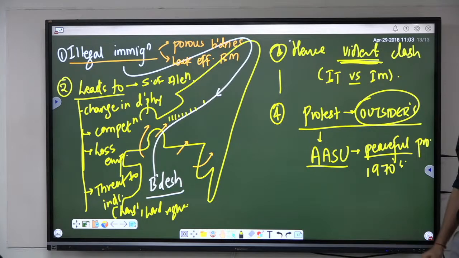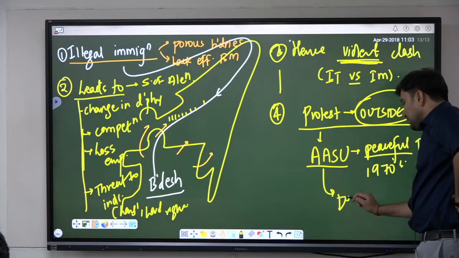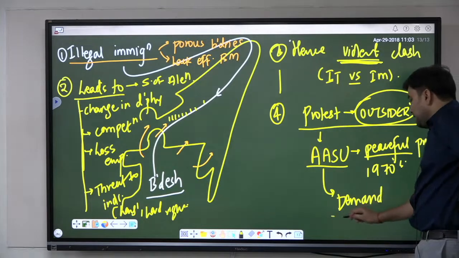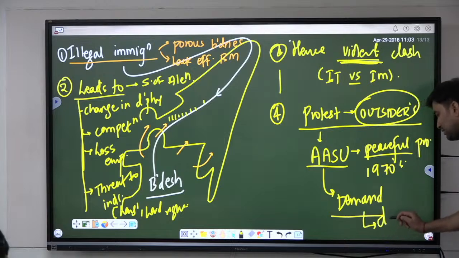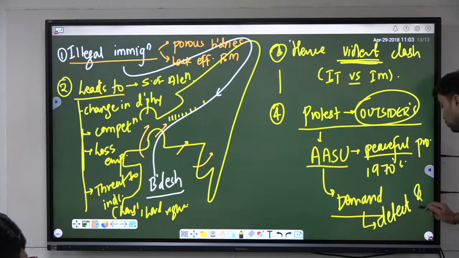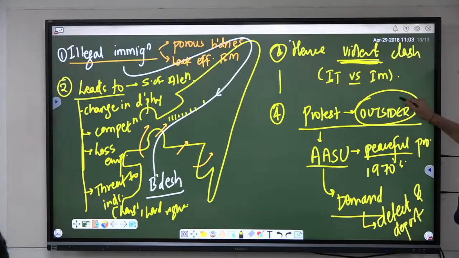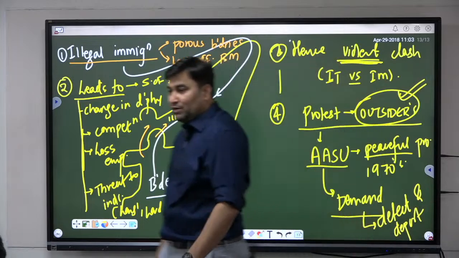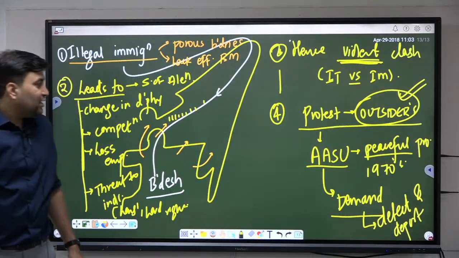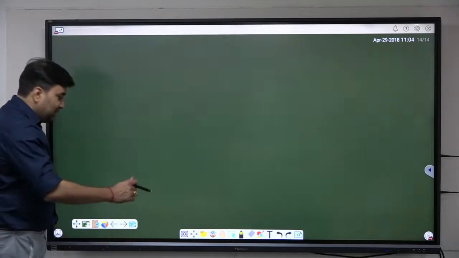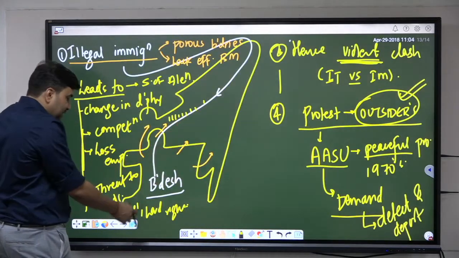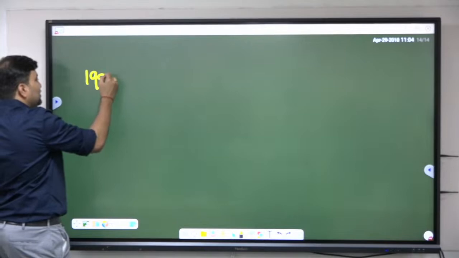And what was their demand? To detect and deport, find them and remove them. Detect and deport whom? Illegal immigrants. Is it clear? In this context, after this happened, in 1985, what was there?